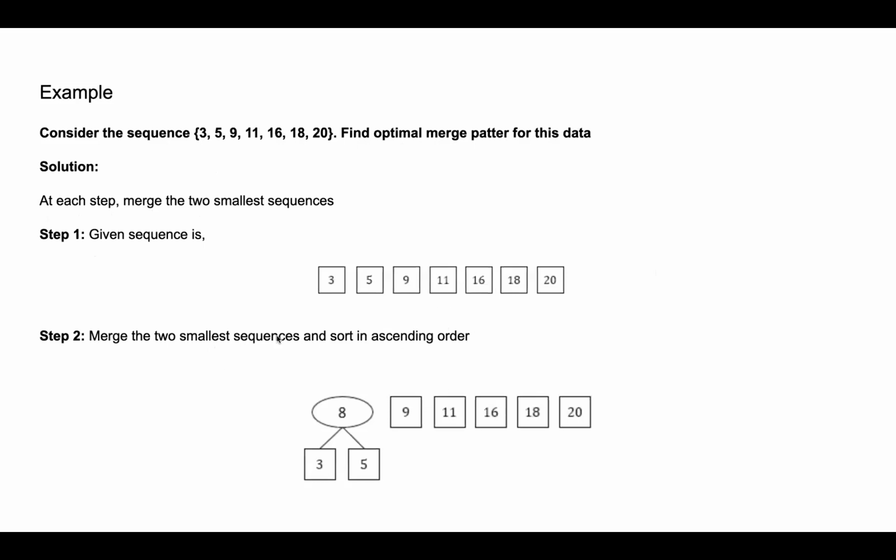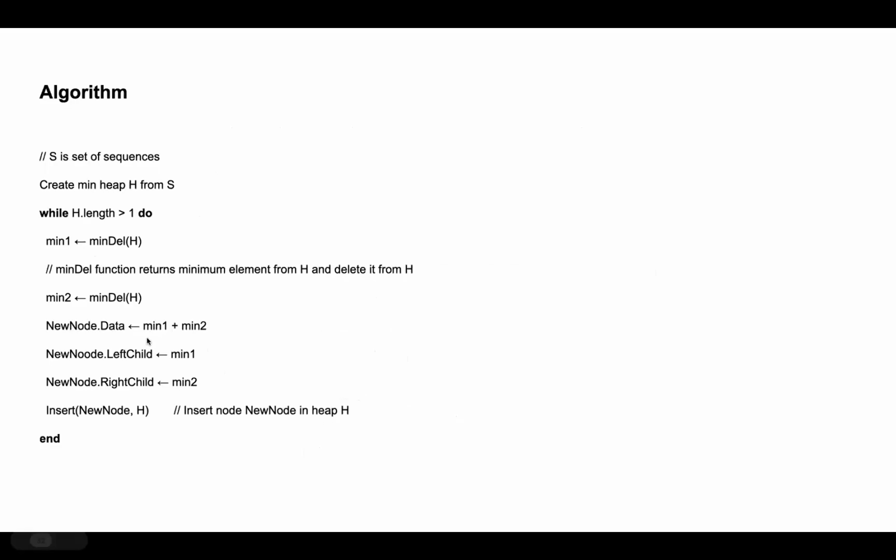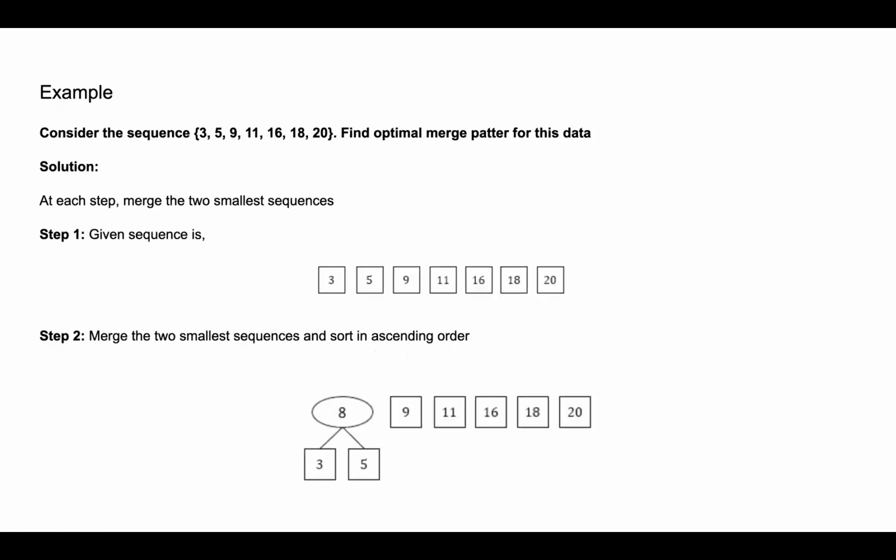Merge the two smallest sequences and sort in ascending order. See here, 3 and 5 are taken. Its addition is 8, from 3 and 5. It was there in this one, left child and right child. You can see here, the left child is mean 1 and the right child is mean 2.